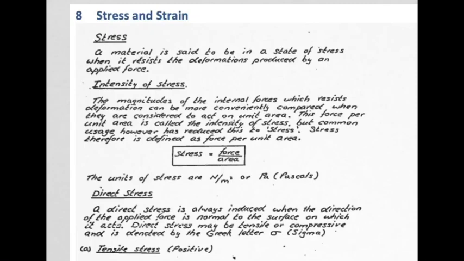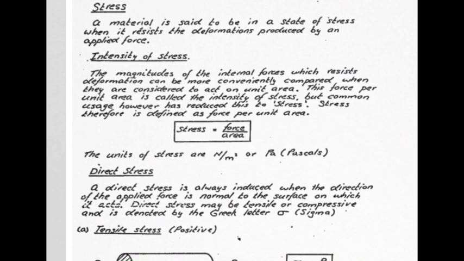So today we're talking about the concept of stress, and as you can see in this first little definition, a material is said to be in a state of stress when it resists the deformations produced by an applied force. Okay, then to quantify the amount of the stress, we talk about the intensity of stress, and the magnitudes of the internal forces which resist deformation can be more conveniently compared when they are considered to act on unit area.